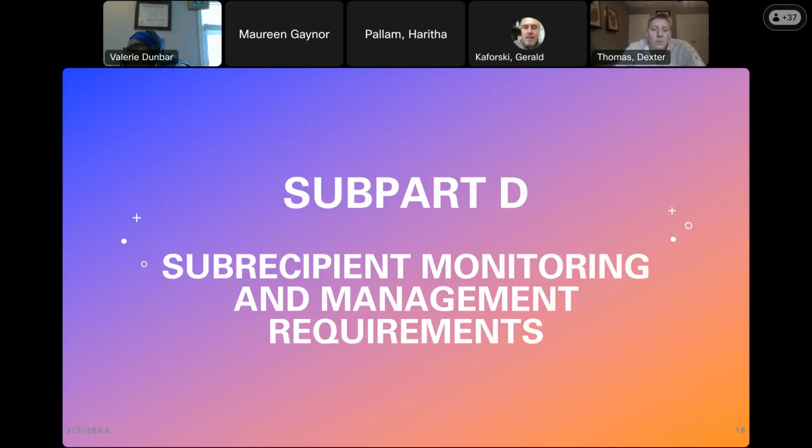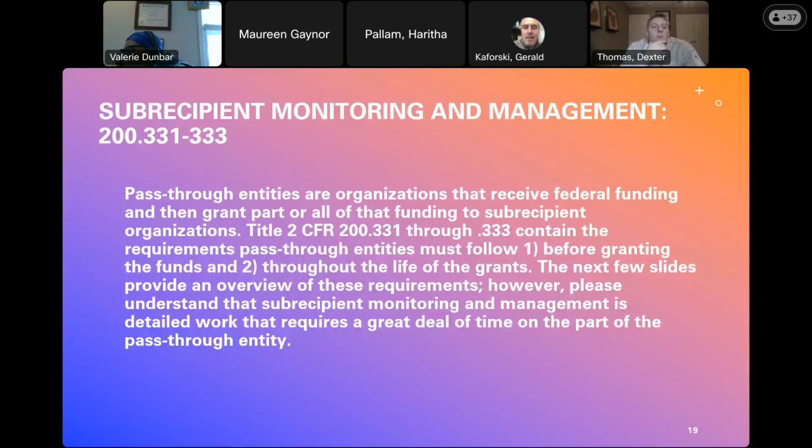So we're going to talk about Subpart D, subrecipient monitoring and management requirements. Pass-through entities are organizations that receive federal funding and then grant part or all of that funding to subrecipient organizations. Title 2 CFR 200.331 through .333 contain the requirements pass-through entities must follow, 1, before granting the funds, and 2, throughout the life of the grant. The next few slides provide an overview of these requirements. However, please understand that subrecipient monitoring and management is detailed work that requires a great deal of time on the part of the pass-through entity.